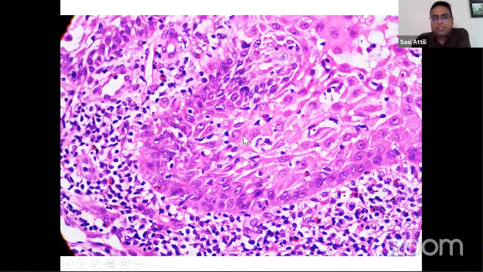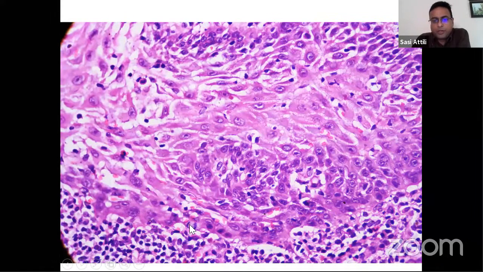So mucosal lesions can be quite tricky to diagnose actually. You're seeing a few eosinophils also here, probably incidental. And there was a mitotic figure here, see, look at this mitotic figure, look at this sort of atypical cell here. You see the epidermal cells appear atypical. There is a slight loss of polarity also, okay? But is this enough to call this anything? This is a lip lesion.